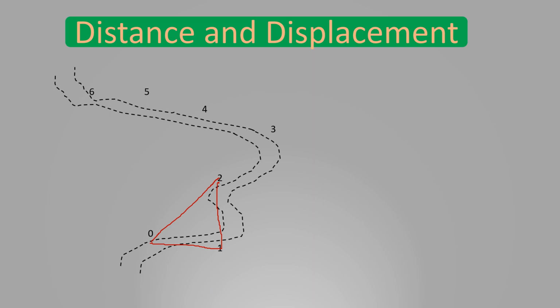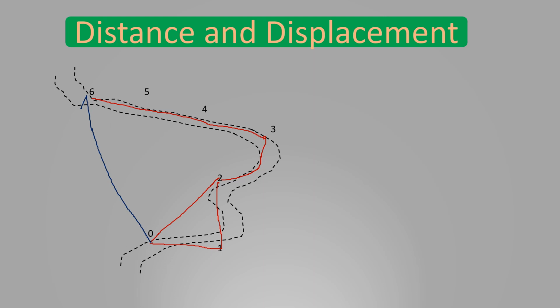After a little bit later, the man goes along this path and reaches point 3, and after some time he may go to points 4, 5, and finally point 6. So what is the displacement? The distance traveled by the man is 6 kilometers from point O, but the displacement is from point O to point 6, and this is the displacement.